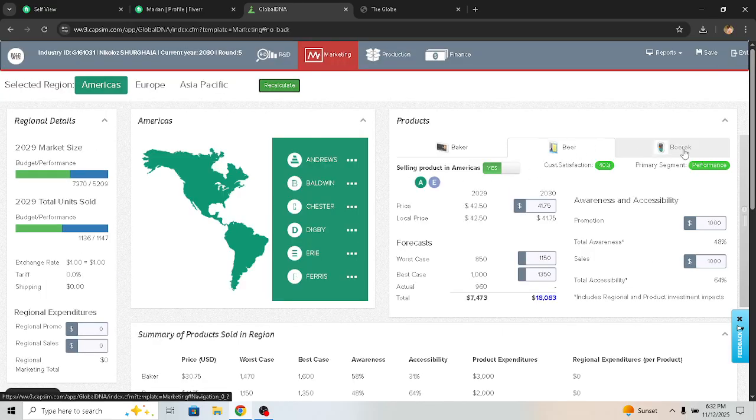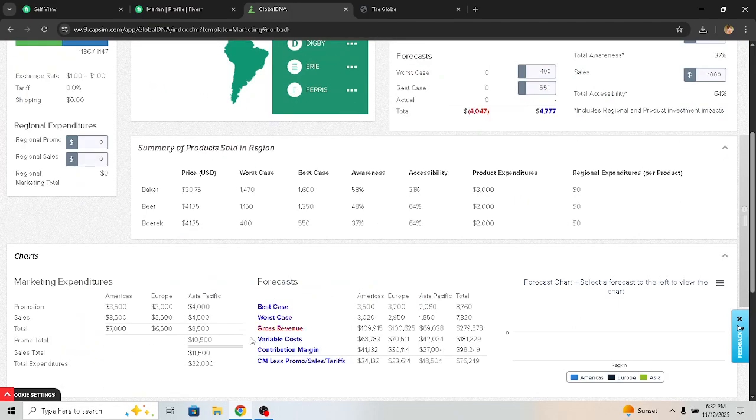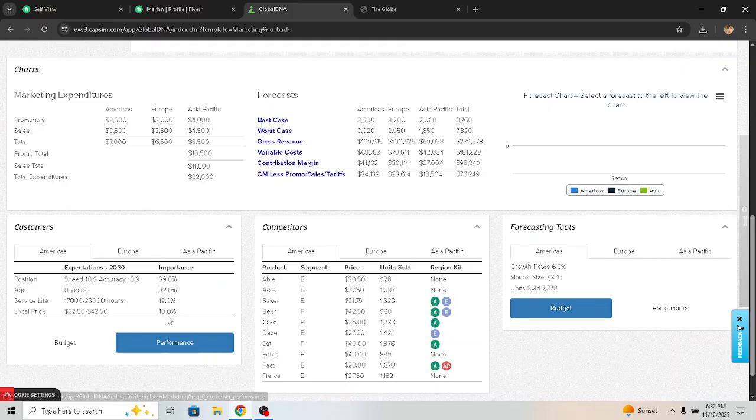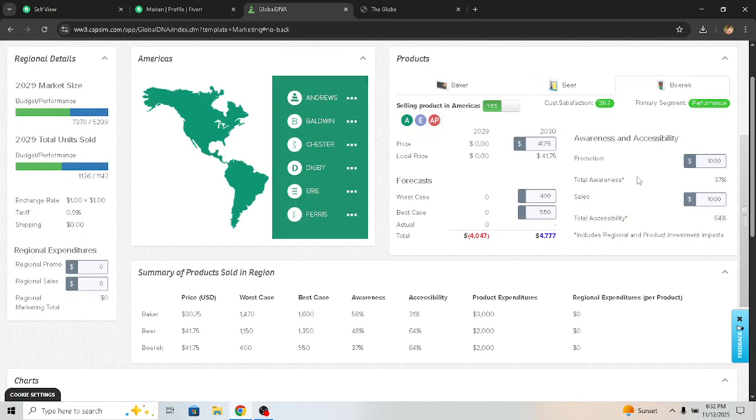With that said, we'll go to the next product, which is Borek, our final product. This is a new product, so we gave it a pricing of 41.75 because it's in the performance market segment, just like Beer. We invested $1,000 in promotion and sales budget. We gave it a forecasting with a worst case of 400 and a best case of 550. We didn't make any decisions for regional sales and promo budget.